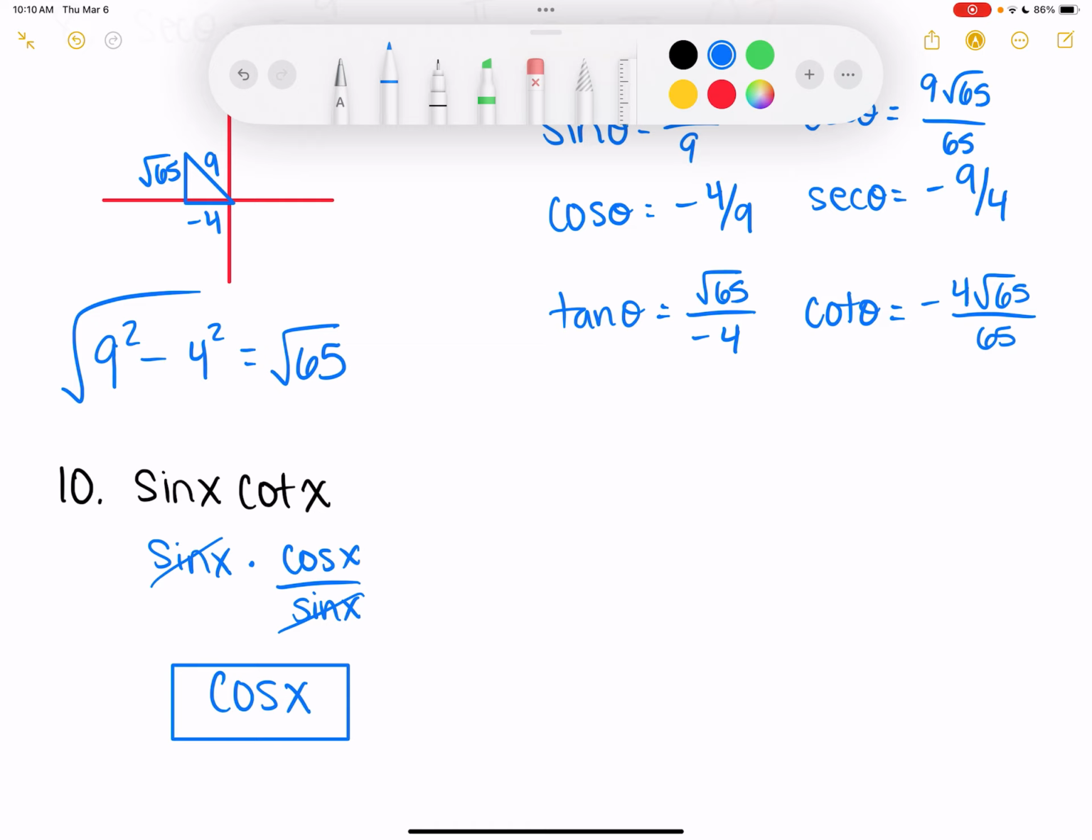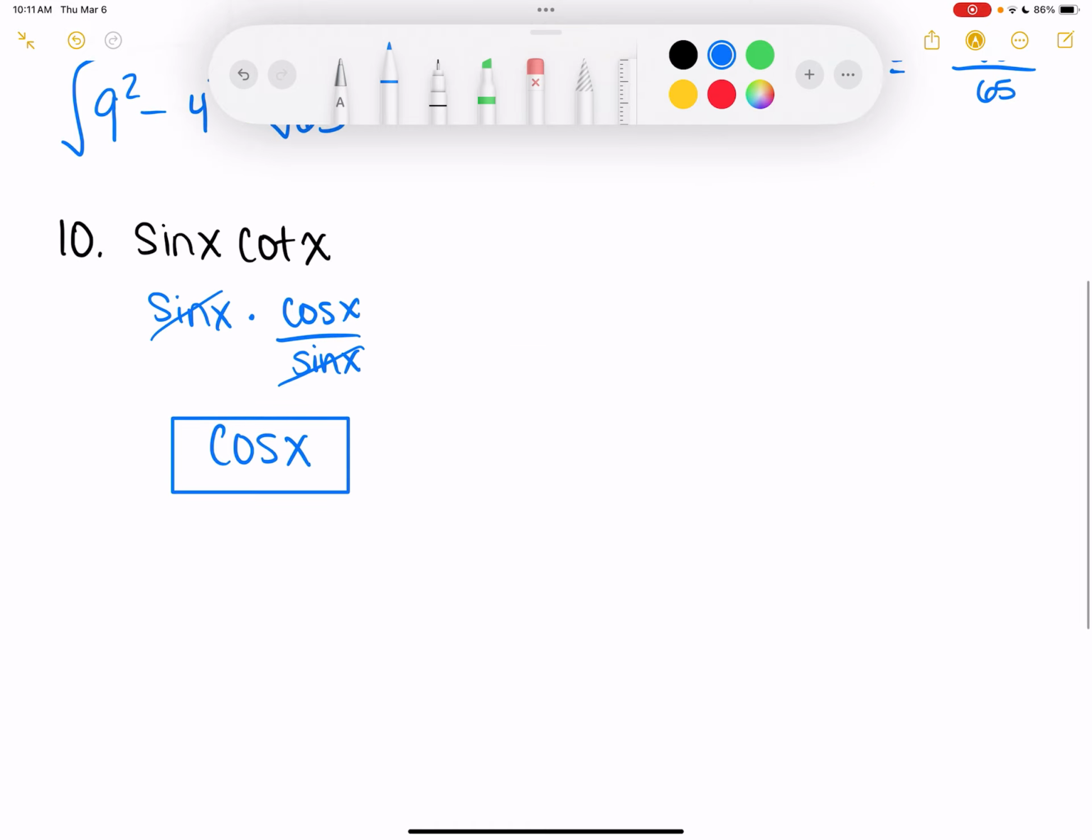How did we get the sine x though? There's a tangent and cotangent identity on the notes. Cotangent equals cosine over sine. Oh, okay. Never mind.